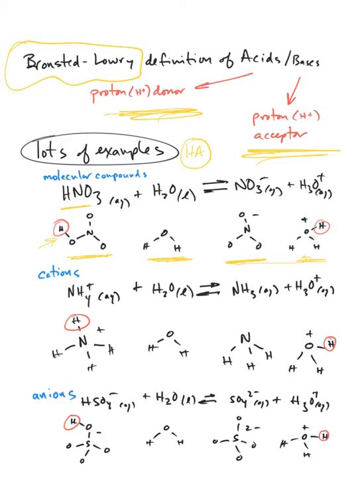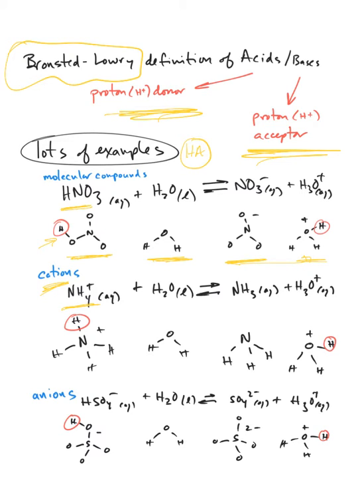But don't make the mistake of thinking that only neutral molecules can act as acids. Here's an example of a cation that acts as a Bronsted-Lowry acid. NH4+ has an H that is given up to water to give ammonia, which is neutral, and a hydronium. So in both cases, the first species that I've drawn is the Bronsted-Lowry acid.